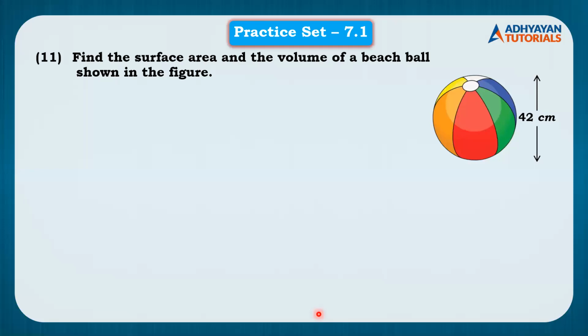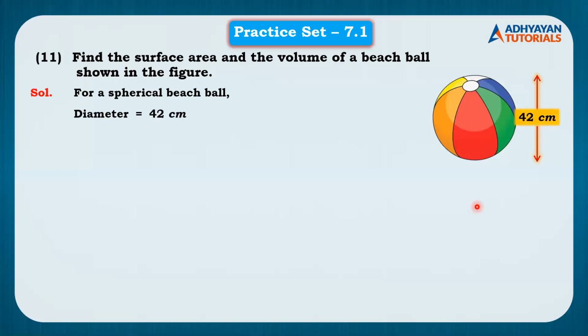So students, what is the information given in this sum? The first and foremost information given in the figure is 42 centimeter. So tell me students, what is this 42 centimeter? If you see from top to bottom, the distance is given as 42 centimeter. That means in this sum, the information given is the diameter. Is it very clear to all of you? So here for a spherical beach ball, the diameter is given as 42 centimeter.